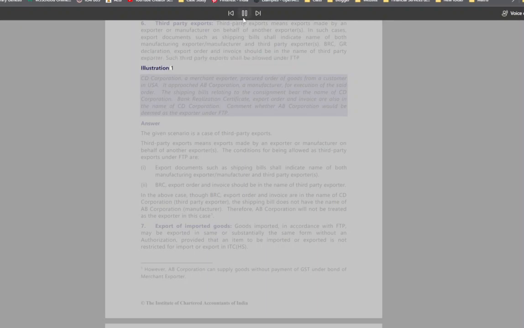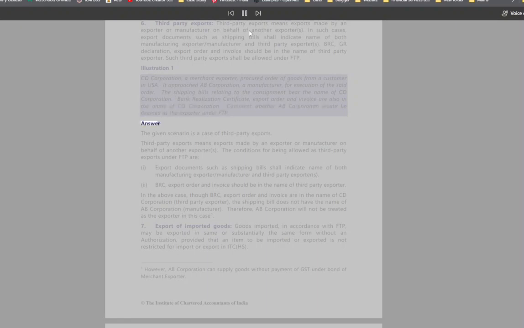Illustration 1. CD Corporation, a merchant exporter, procured order of goods from a customer in USA. It approached AB Corporation, a manufacturer, for execution of the said order. The shipping bills relating to the consignment bear the name of CD Corporation. Bank realization certificate, export order, and invoice are also in the name of CD Corporation. Comment whether AB Corporation would be deemed as the exporter under FTP.